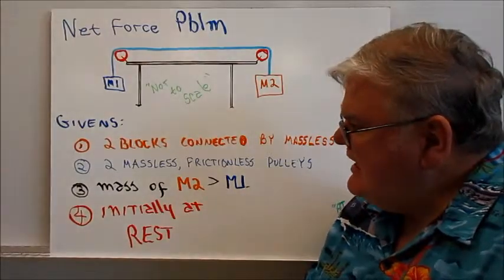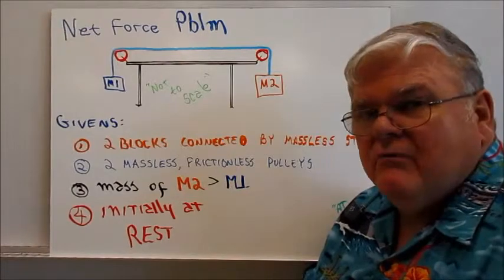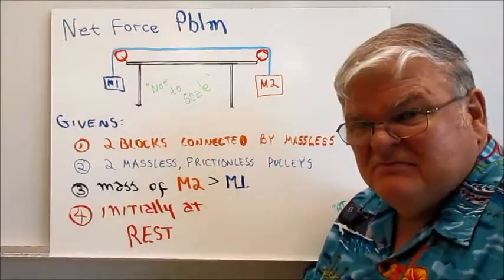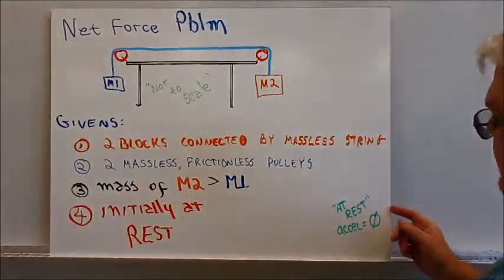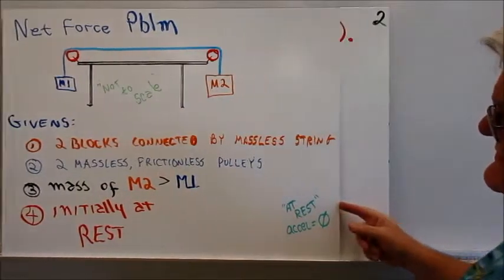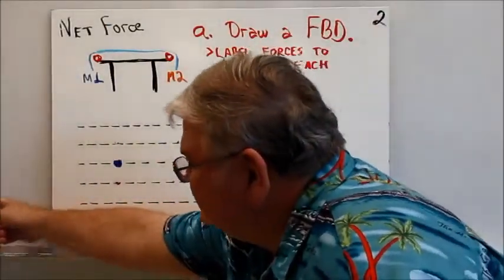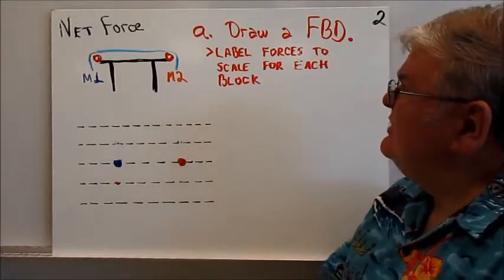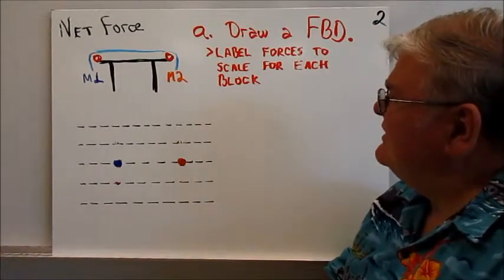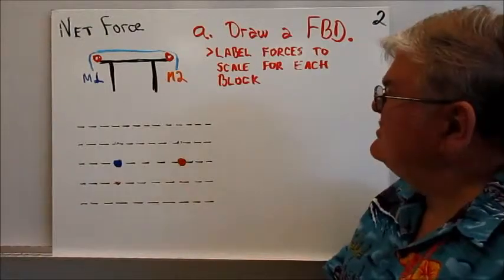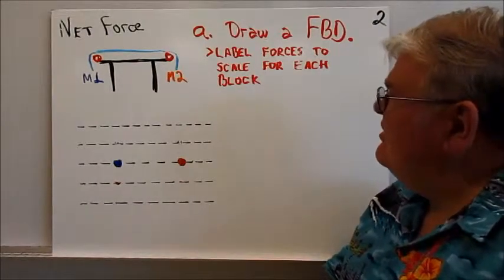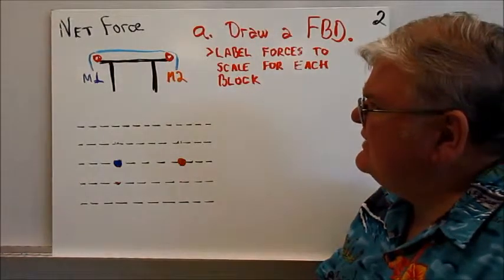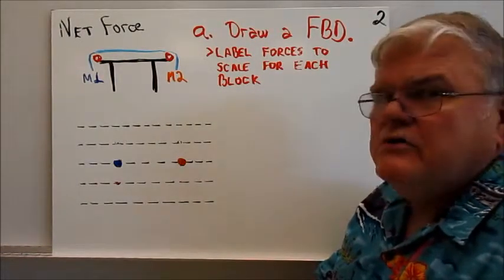You have the masses. M2 is greater than M1. And the system is initially at rest. First part of our problem asks you to draw a free body diagram. It wants you to label the forces to scale for each block. Now look at the diagram, how you have your objects hanging there, and think about what you would want to do.